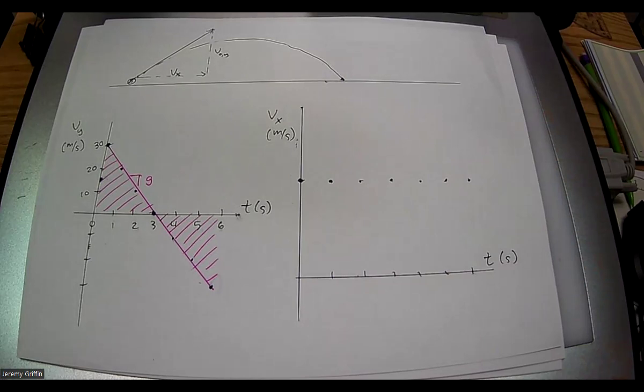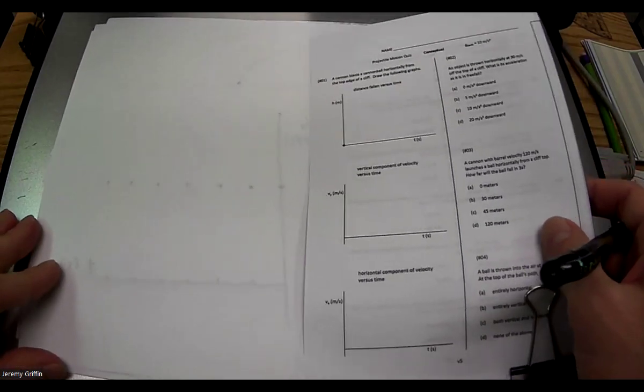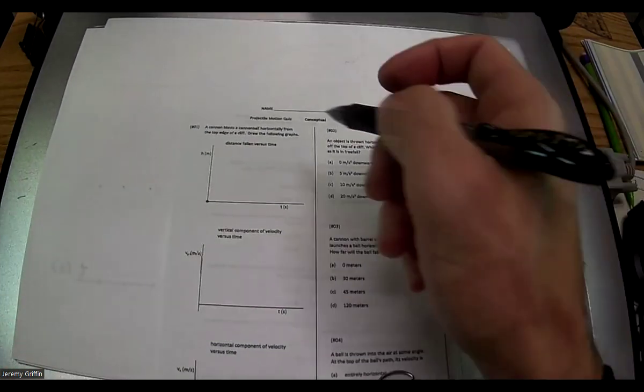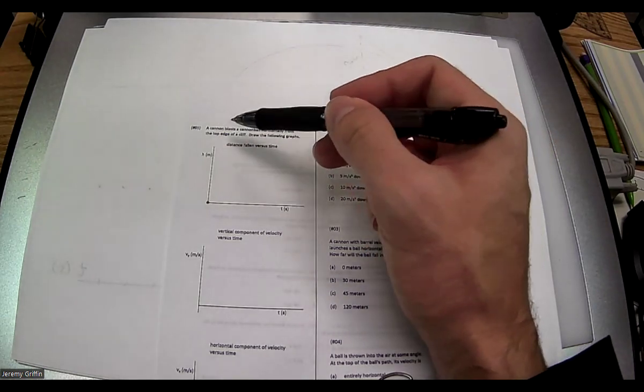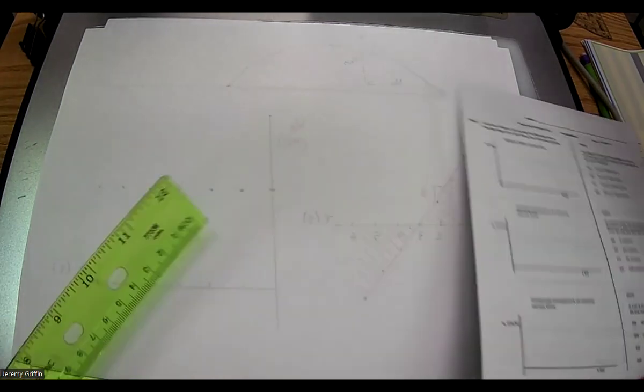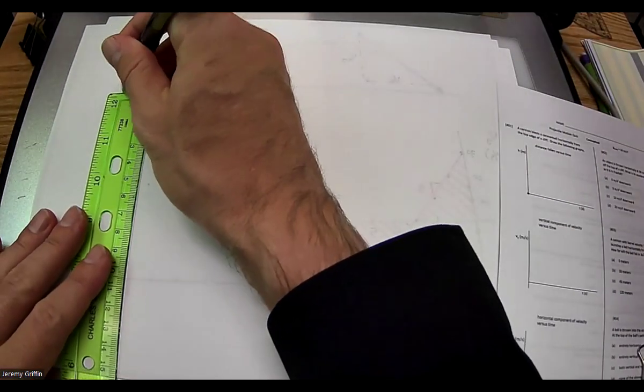All right. Now, since we got a little extra time here, let's do the conceptual version right here. Again, that's not all 3 graphs, but that's a couple of them. Conceptual has a different scenario. I said a cannon blasts a cannonball horizontally from the top edge of a cliff. That sounds like your guys' lab a few days back.